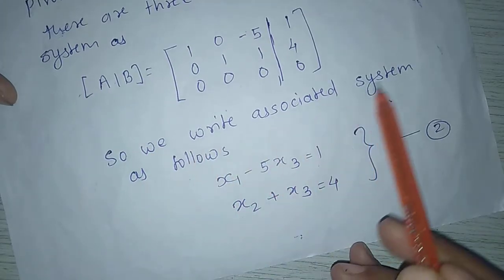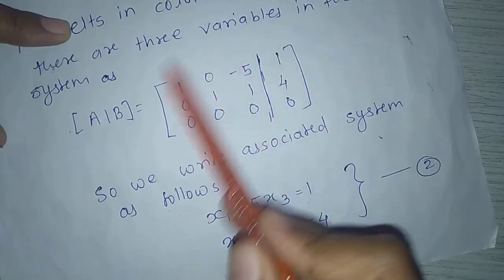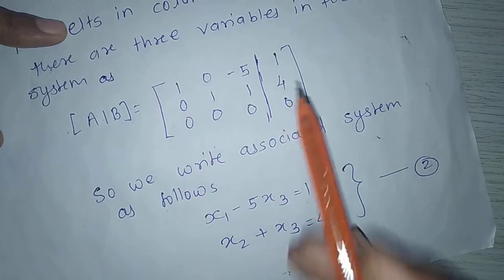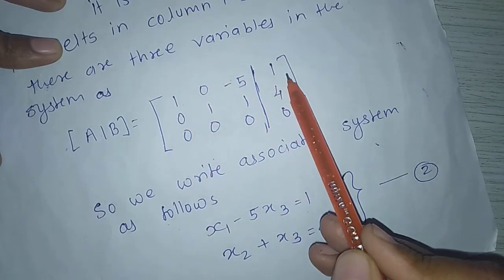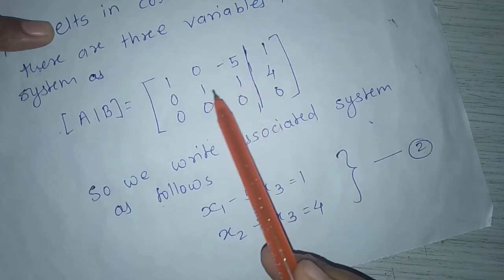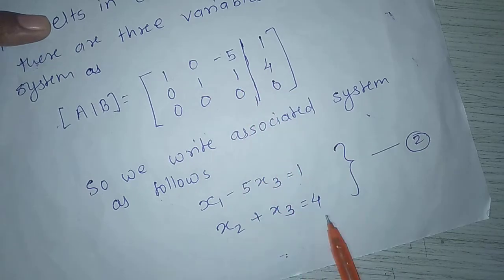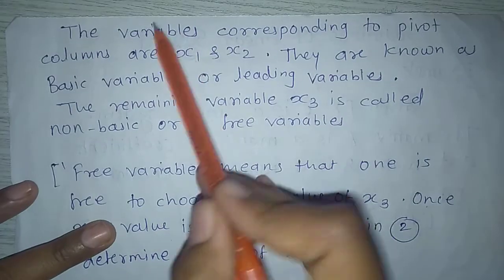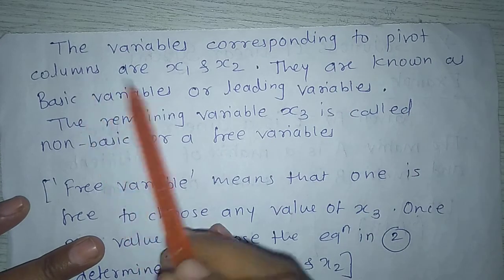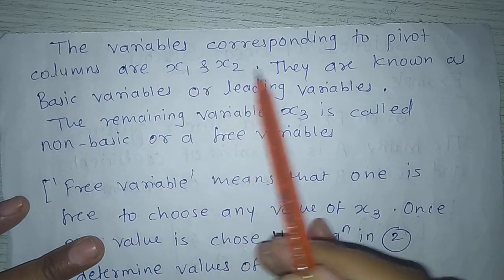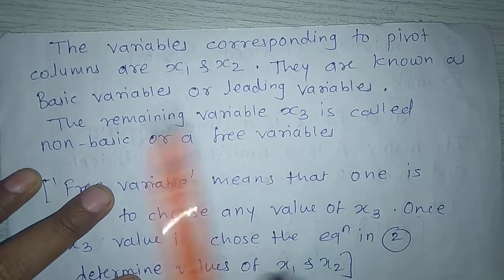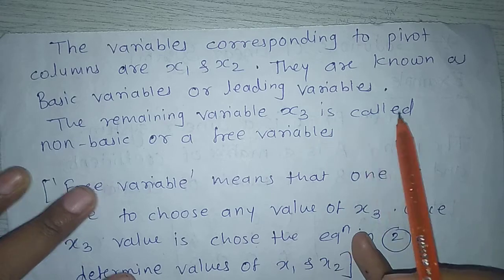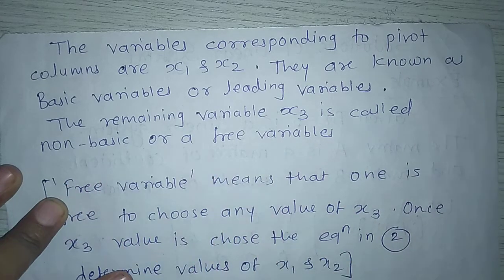So we write the associated system as follows. This is the row echelon form of [A|B]. So the new system is x1 minus 5x3 equal to 1, and the second equation is x2 plus x3 equal to 4. Call this equation number 2. The variables corresponding to pivot columns are x1 and x2. They are known as basic variables or leading variables. The remaining variable x3 is called non-basic or a free variable.